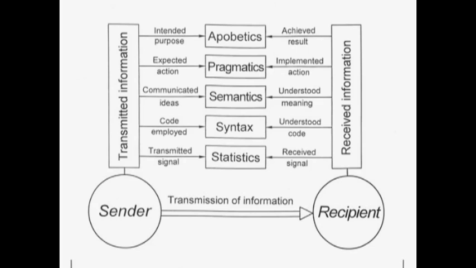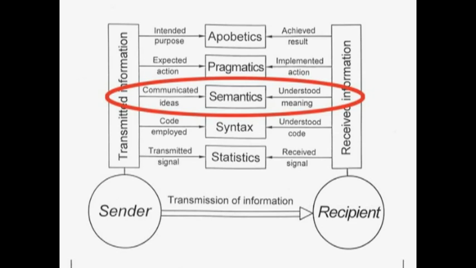There is a sender and also one or more recipients. And we see all the five levels are important on both sides, on the sender side and also on the recipient side. For example, on the level of semantics, you see the communicated ideas on the sender side, and on the recipient side is a question, is this meaning understood?